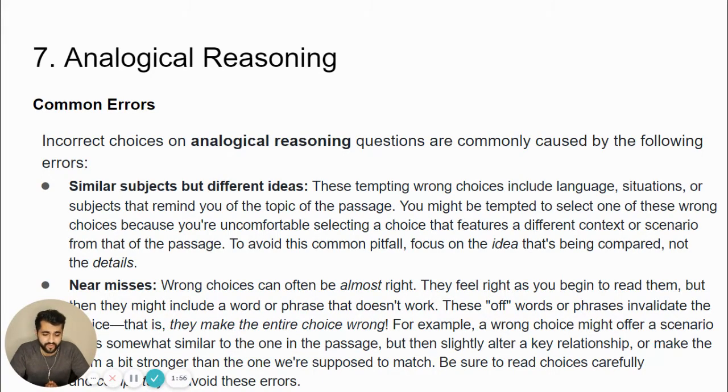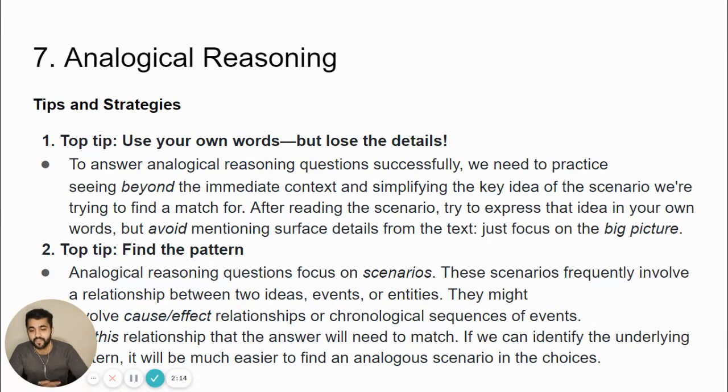Number two, near misses. Wrong choices can also be almost right. They feel right as you begin to read them, but then they might include a word or phrase that doesn't work. These off words or phrases invalidate the choice. That is, they make the entire choice wrong. So be mindful of that as well.